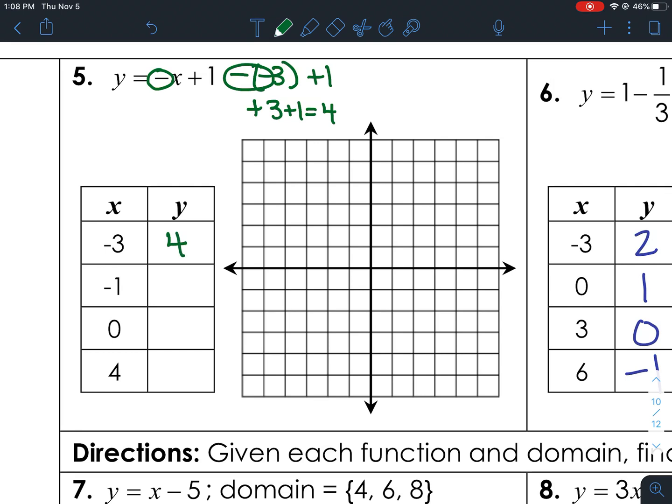Okay, we're going to do another one. So this time I've got, once again, a negative and a negative 1 plus 1. That becomes a positive 1 plus 1, which will get me to be 2.